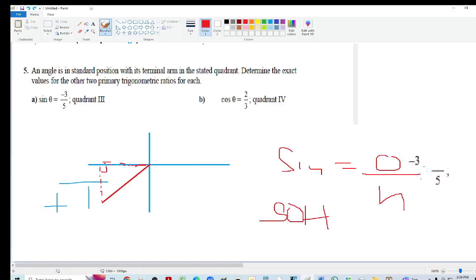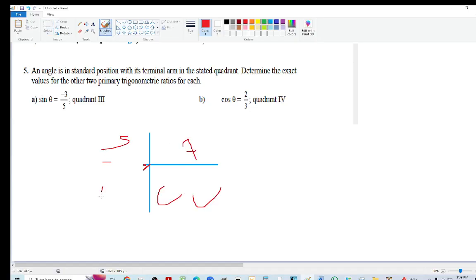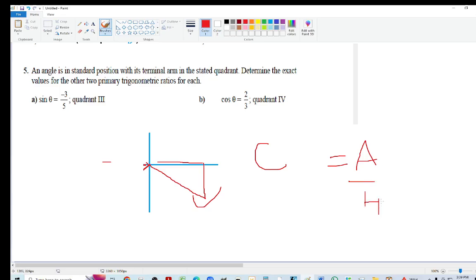I'll do it again for this one. That was quadrant 3. This next one's quadrant 4. And in quadrant 4, we know from CAST, C-A-S-T, that C, cosine, is positive. And then if we draw this thing over here with the terminal arm going up, there we go. Well, they've given us cosine, and cosine, I know from SOHCAHTOA, is the adjacent over the hypotenuse. And they've told me that it's 2 over 3. Therefore, I know the hypotenuse is 3 and the adjacent is 2.